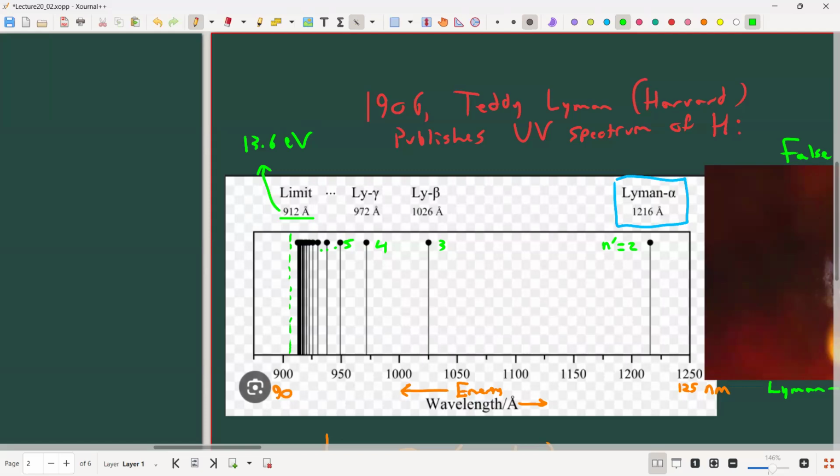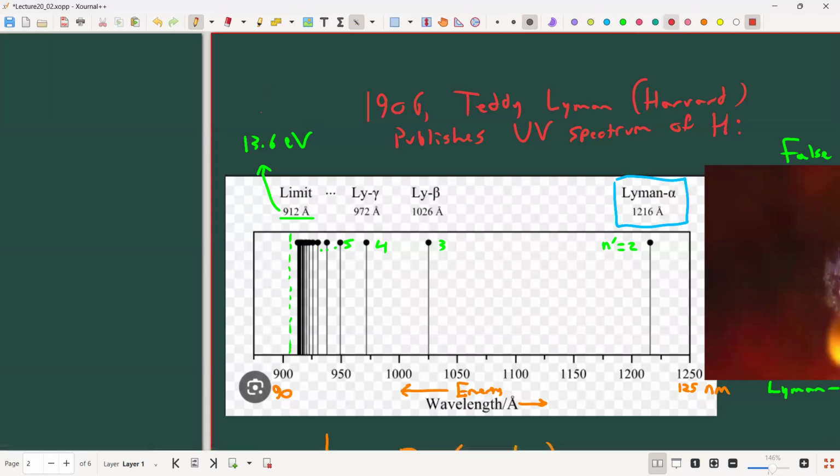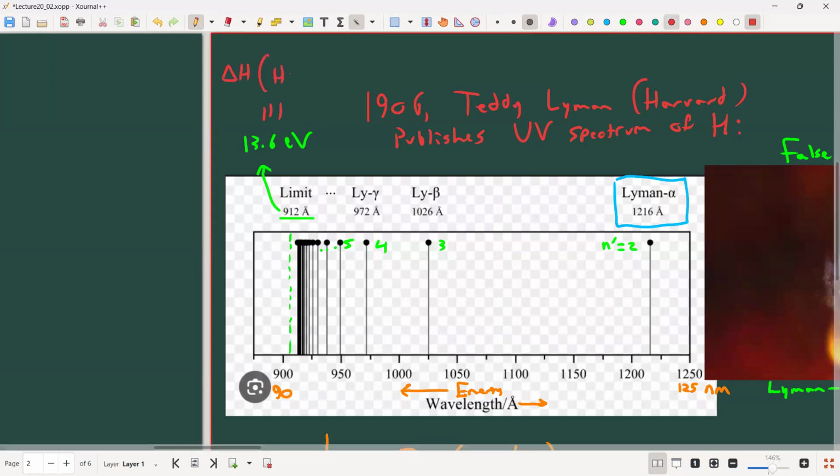So Lyman determines with very high precision the enthalpy of H going to H plus plus an electron. He just happened to measure it, and he had one of the most accurate measurements of that value by measuring the limiting case of that collapsing progression, which is exactly the ionization energy of hydrogen. This is how we measure ionization energies in modern times.